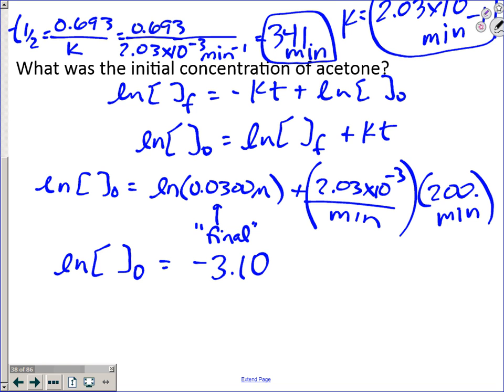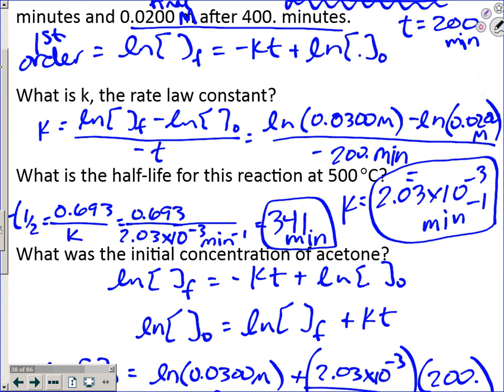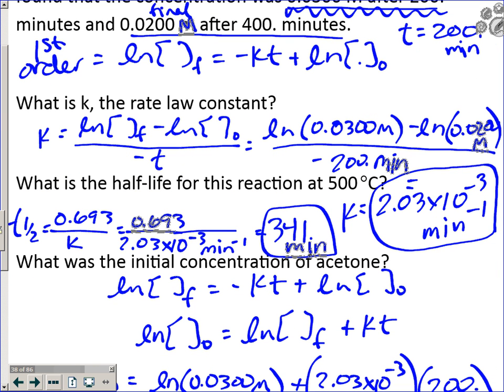Eyes up here for just a hot second. Give me a thumbs up if you were able to plug in and find k to be 2.03 times 10 to the negative third. Sometimes I write it as per minute, and other times I write it as minute to the negative 1. It means the same thing, okay? Plugging into the half-life equation, you got 341 minutes. And I did record 3 sig figs because of the information given above.